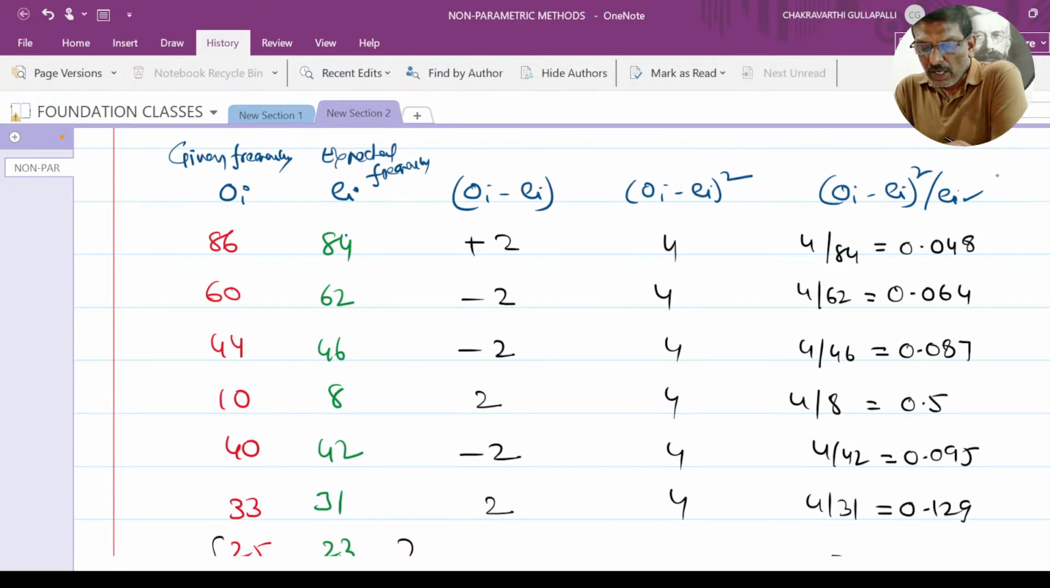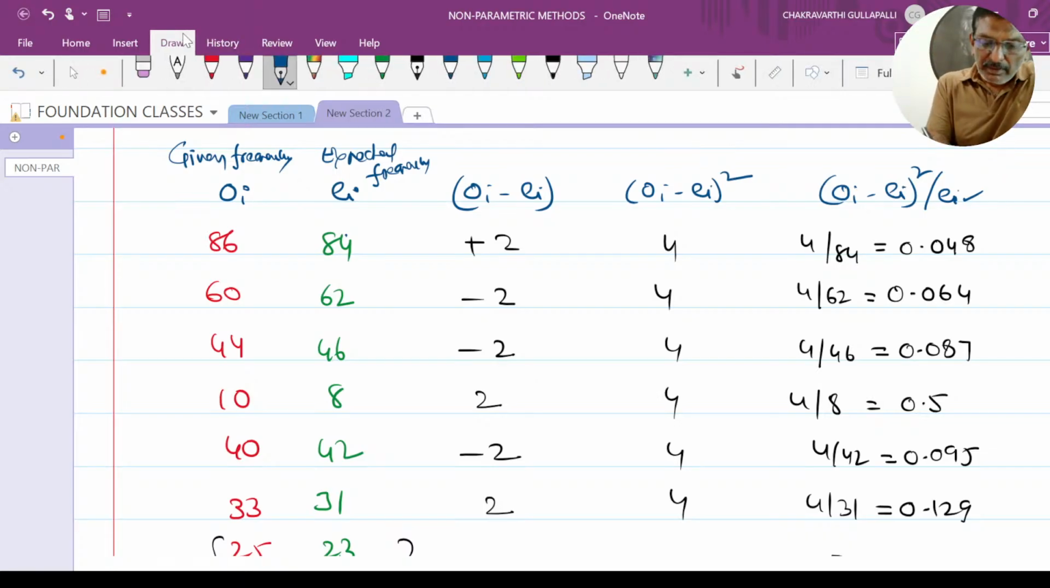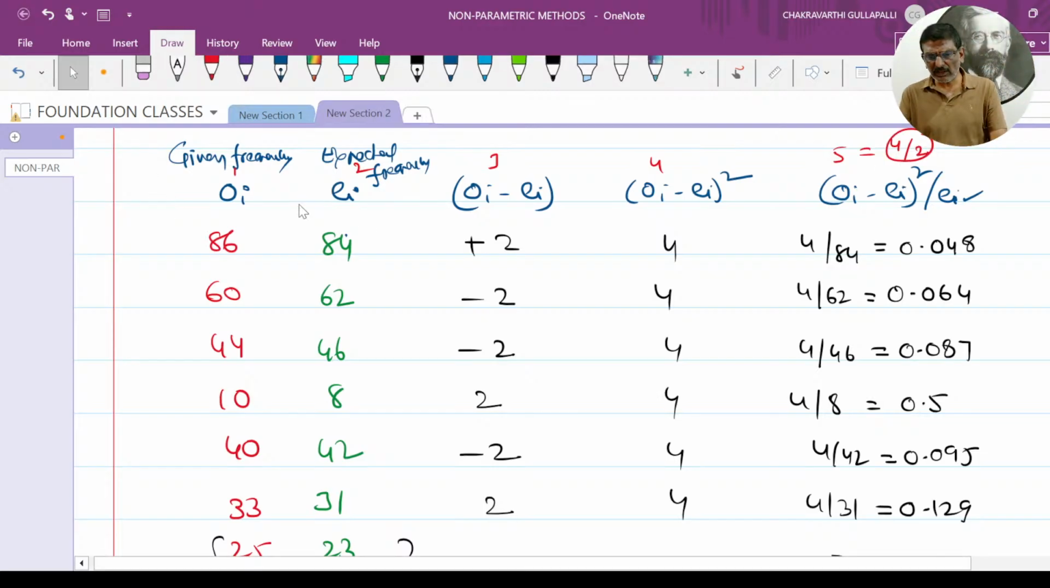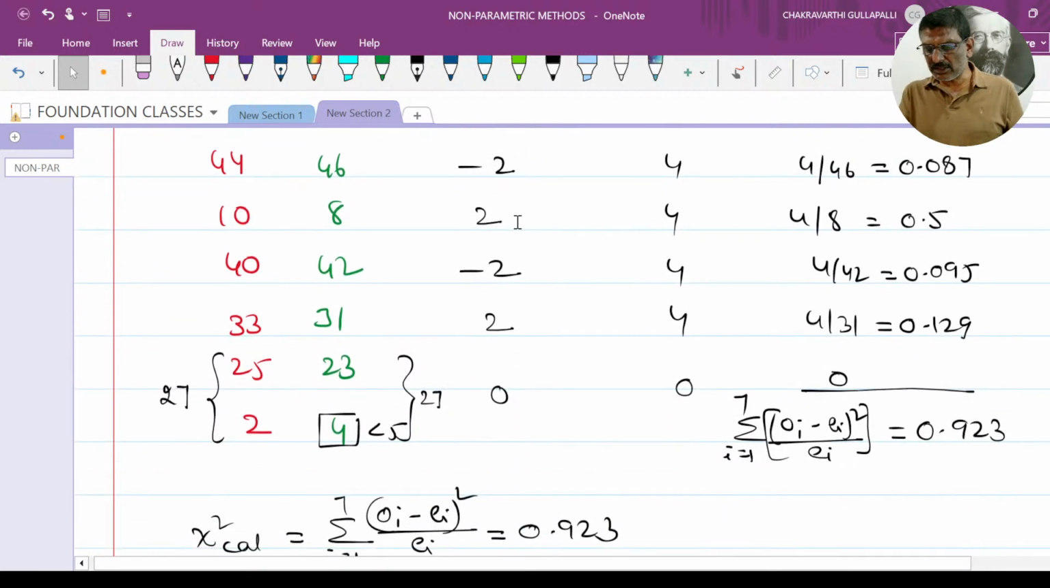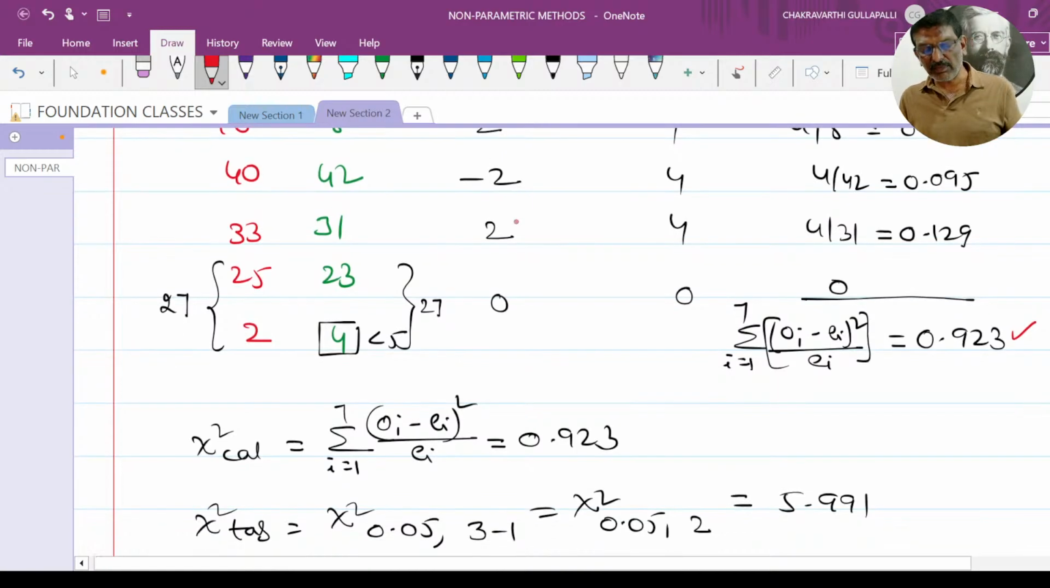So this is column 1, column 2, column 3, column 4, column 5. How to get column 5? The fourth column divided by the second column. The square of the third column is the fourth column, and the fifth column is the fourth column divided by the second column. After that, the total of these values is the chi-square value. The chi-square formula is given here.